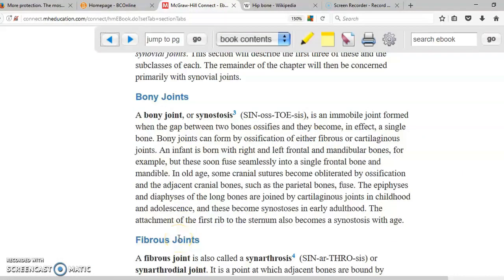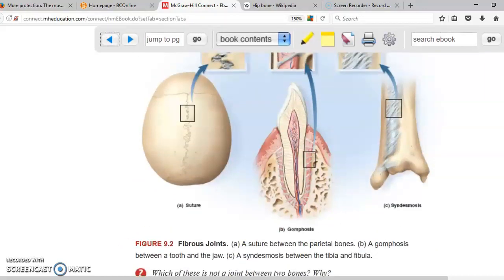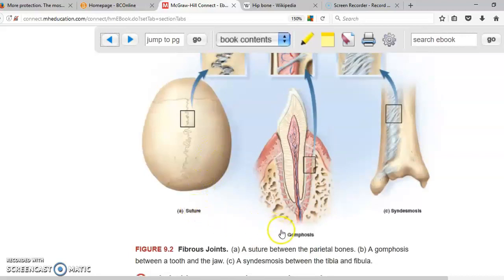This is another joint. In this case, the bones are connected with fibers. There are three main kinds: suture, gomphosis, and syndesmosis. The suture is connected with fibers, you can see here. An example of gomphosis is your teeth. They are joined to the bone by these fibers.